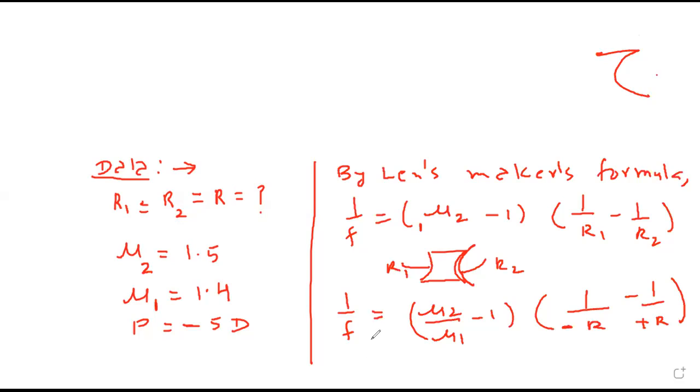So 1 upon F will be mu 2 minus mu 1 upon mu 1 into minus, you can bring here outside, 1 upon R plus 1 upon R. See, very important, because when convention comes, then you have to be careful. Everybody has followed convention part? R1 is minus and R2 is plus? Okay, just copy till this. If it is given lens is placed in air, then it will just come mu 2, no need of this one. Copy till this.